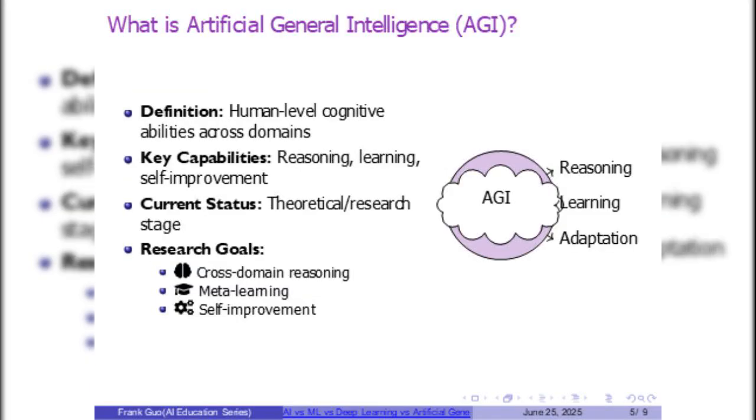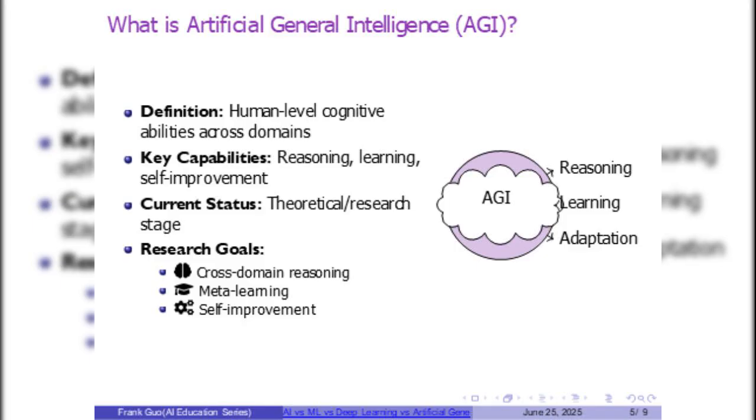Artificial general intelligence, or AGI, is the idea of creating machines that have intelligence as broad and flexible as a human's. While current AI can do very specific tasks, like playing chess, recognizing faces, or driving cars, AGI would be able to do many different things, across many domains, just like people can. The goal of AGI is to build systems that can reason, learn, and improve themselves over time.